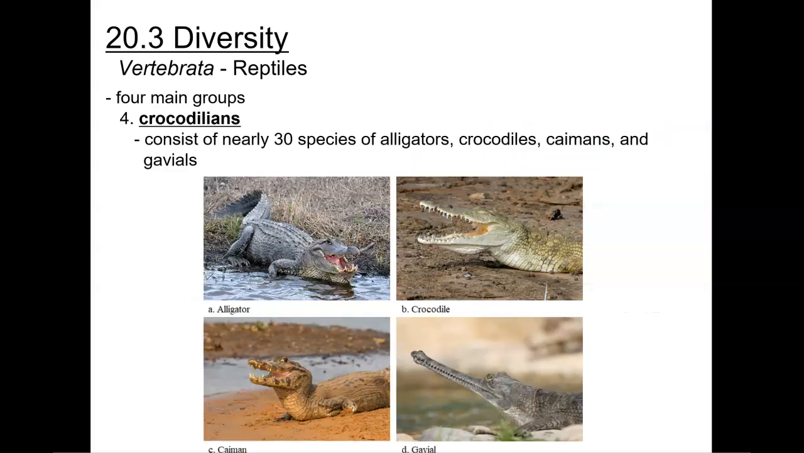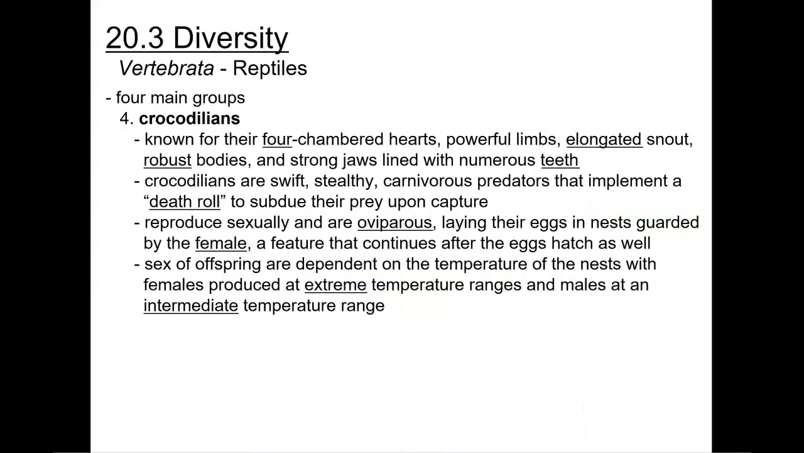The fourth group are our crocodilians, or crocodiles. They consist of nearly 30 species of not just crocodiles, but alligators, caimans, and gavials. The crocodilians are known for their four-chambered hearts, powerful limbs, elongated snouts, robust bodies, and strong jaws that are lined with numerous teeth. Crocodilians are going to be swift, stealthy, carnivorous predators that are going to implement a death roll to subdue their prey upon capture.